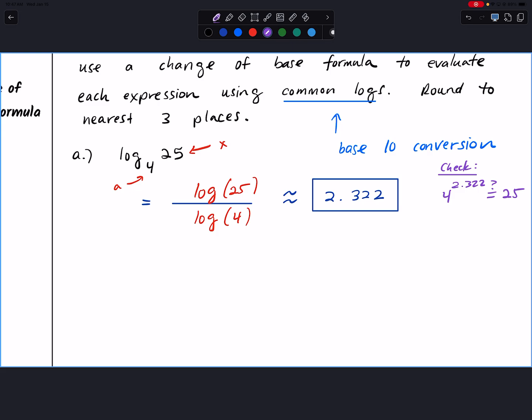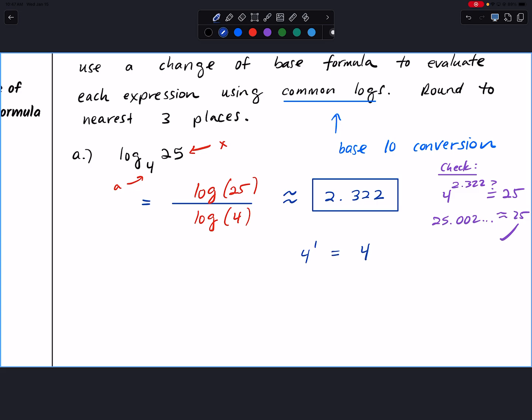It is? What did you guys get? 25.002? That's pretty close to 25, right? It's not going to be exact, but as long as it's close, okay? Another way you guys can think about it is this is an exponent, right? You guys with me? This is an exponent. So if our base is 4, what I want you guys to think about it is, what's 4 to the first?